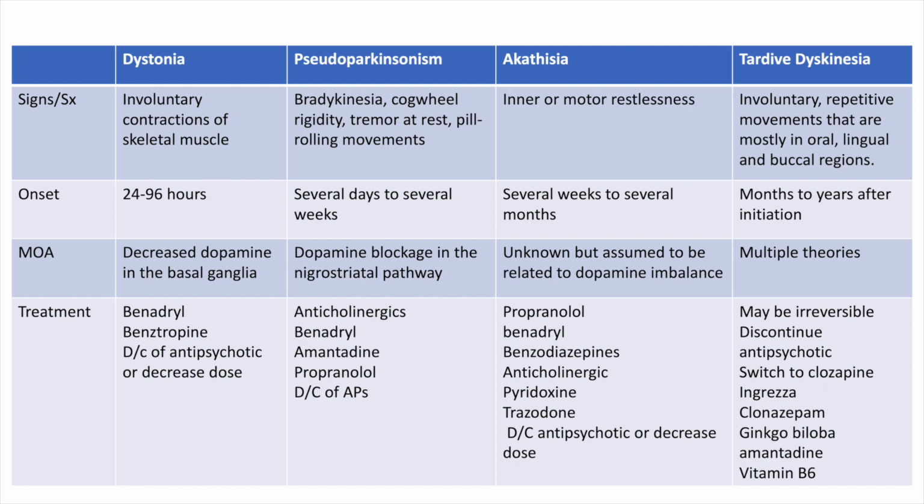Propranolol is a unique one, being it's a beta blocker, but it crosses the blood-brain barrier and can relieve some of the tension these psychotropic drugs are having on our brain. Or we can, again, discontinue the antipsychotic.